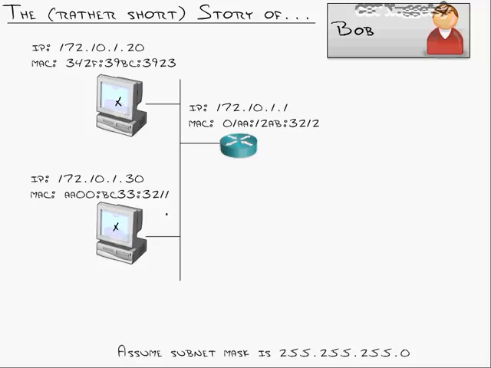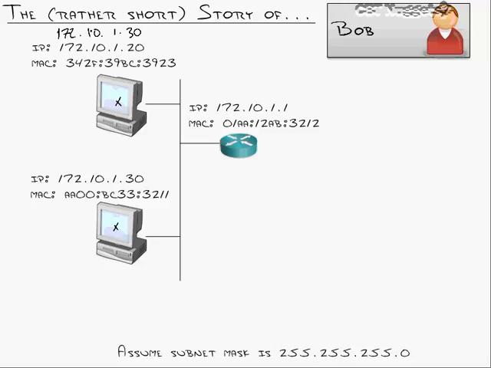Now Bob represents a ping packet. So up on this computer up top, we opened a command prompt and type in ping 172.10.1.30. Here's what happens. The host up top looks at the address that you're trying to access, or the address we're pinging in this case, and it says, okay, 172.10.1.30, I'm writing it up above, and I'm going to compare that to my IP address.